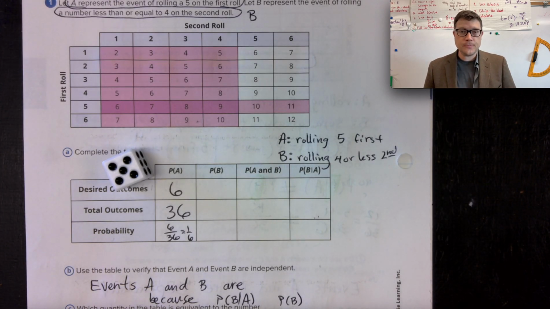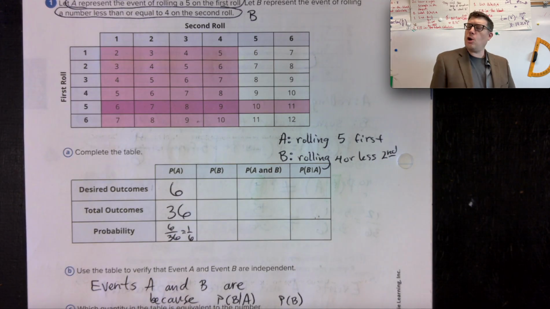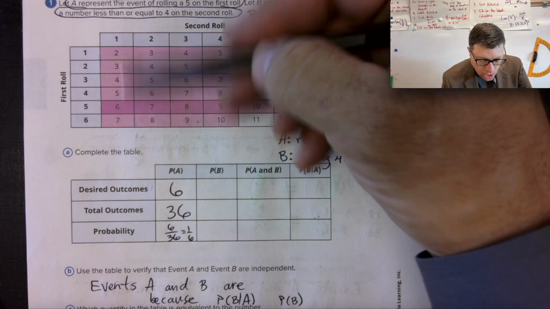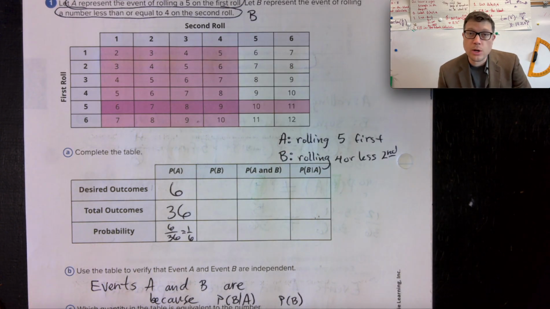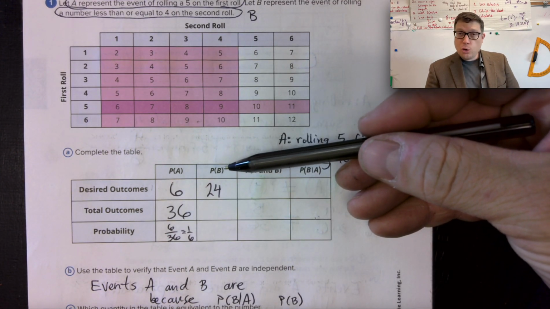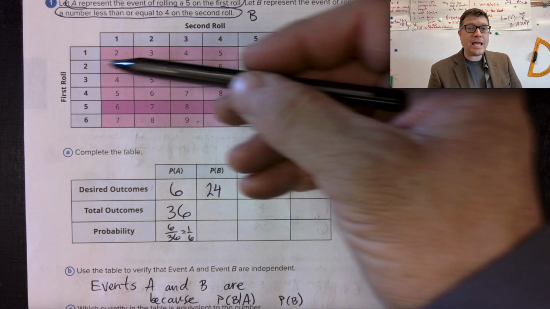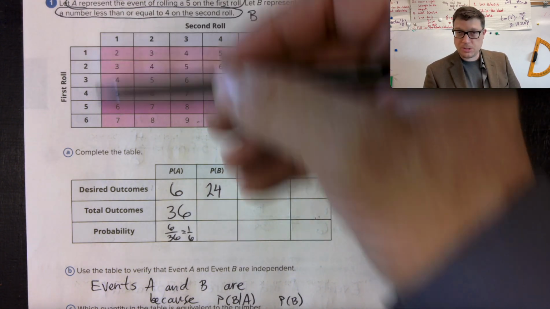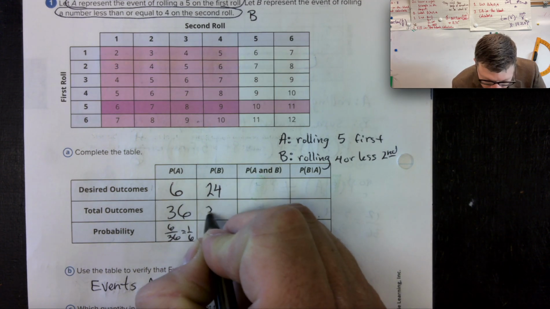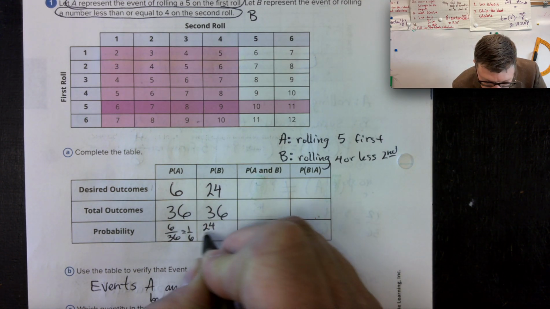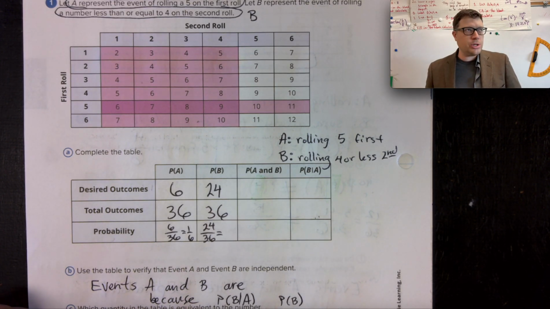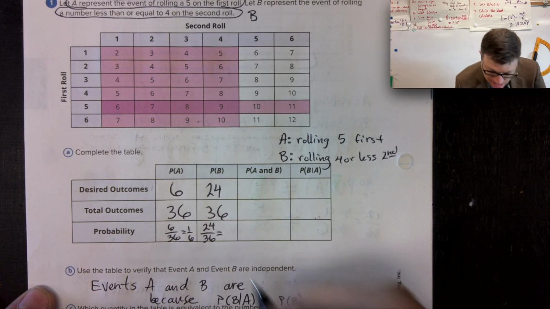First try. How about probability of B, rolling a 4 or less second? So 4 or less are these outcomes. There are 24 of them. And again, a standalone probability of B is taken out of the entire sample space. So in this sample space, there are 36 total numbers. That leaves us with a probability of 24 out of 36, which reduces to 4/6.